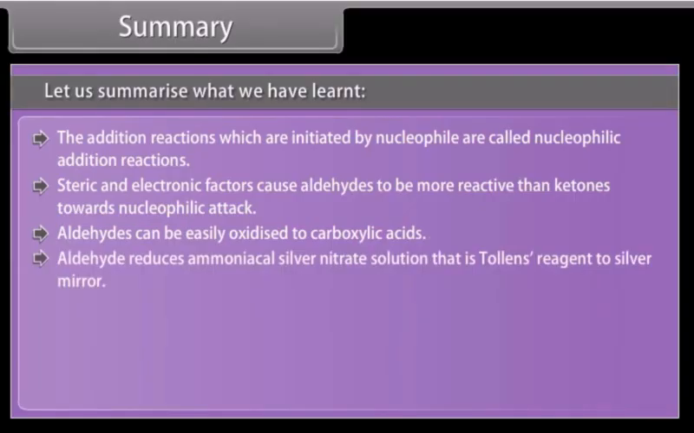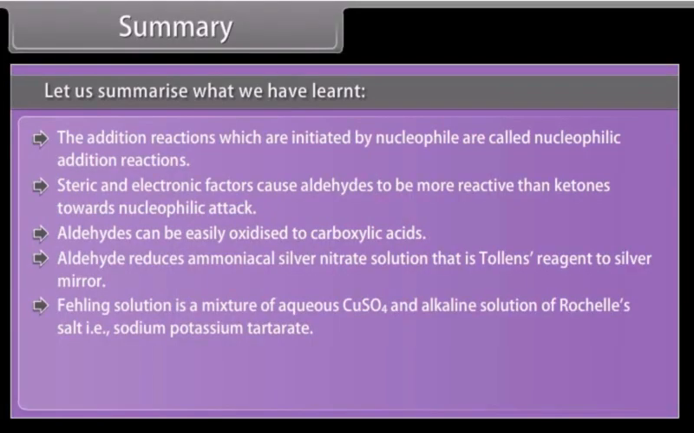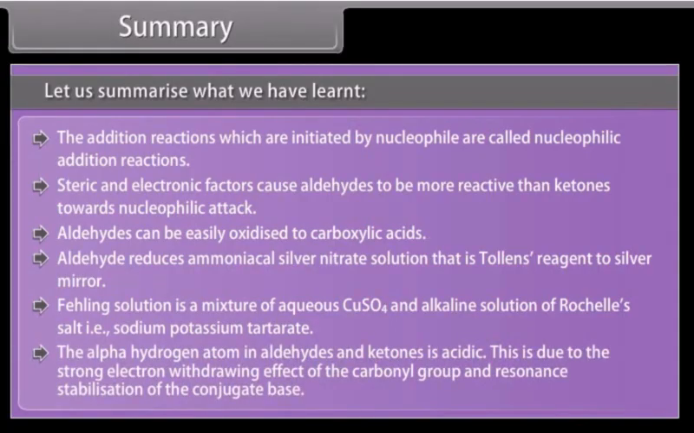Aldehyde reduces ammoniacal silver nitrate solution, that is Tollens' reagent, to a silver mirror. Fehling's solution is a mixture of aqueous copper sulfate and an alkaline solution of Rochelle's salt, that is sodium potassium tartrate. The alpha hydrogen atom in aldehydes and ketones is acidic. This is due to the strong electron withdrawing effect of the carbonyl group and resonance stabilization of the conjugate base.